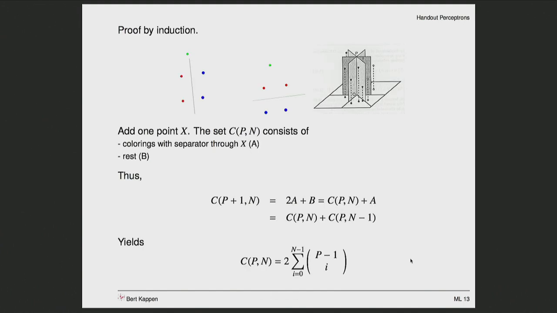Okay, so the proof is maybe also insightful. This is our perceptrons that go through the origin. This is a mathematical detail: the perceptrons cannot be anywhere, but they always go through the origin in this high dimensional space. That's where the proof is needed.